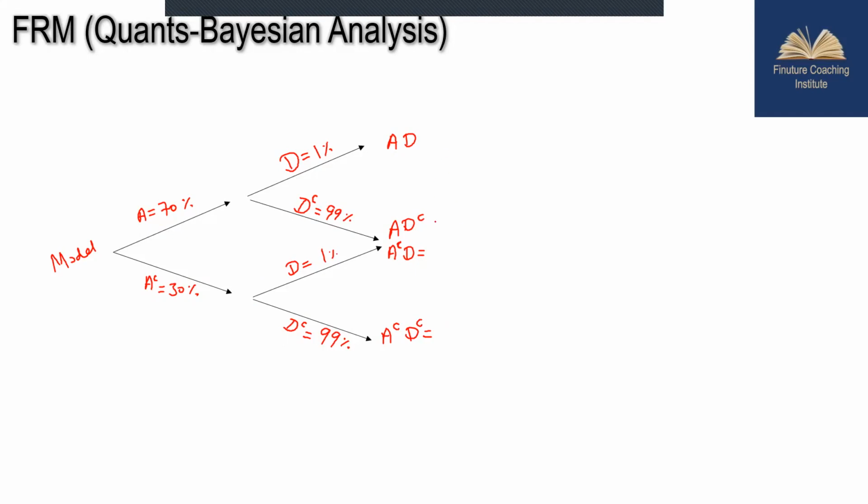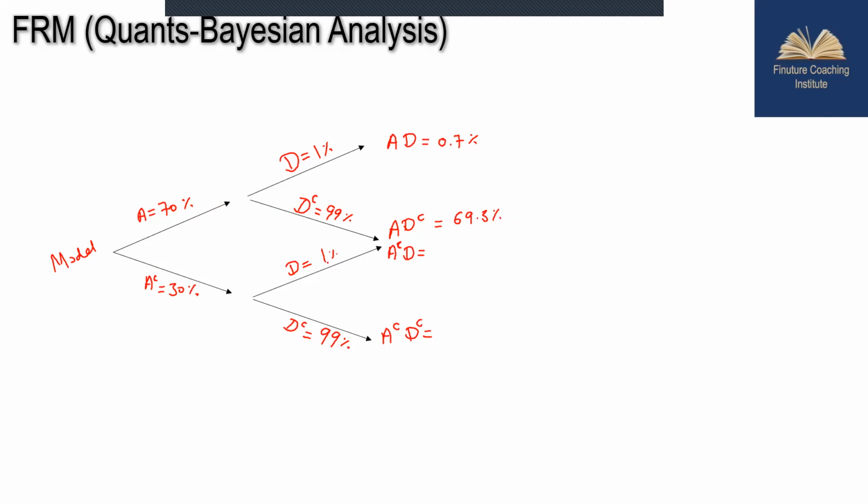Let's calculate these probabilities. So 1% of 70% is 0.7%, right? Because 10% is 7% and 10% of that is 0.7%. 0.9 into 0.99 into 0.7 would be, let me calculate it, 0.7 into 0.99, it would come around 69.3%.